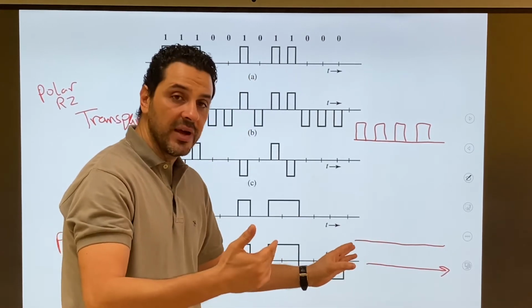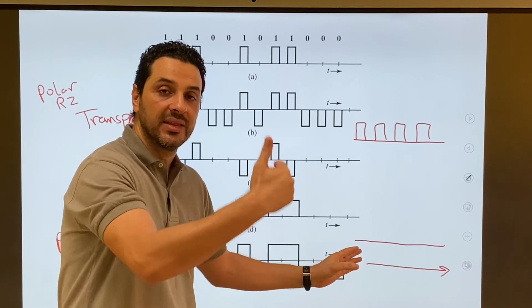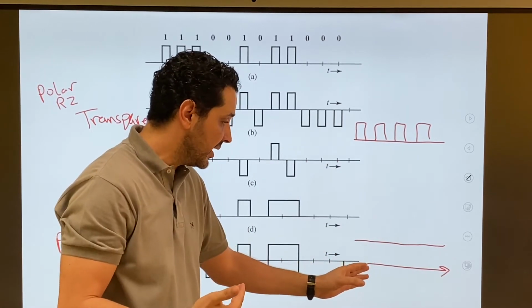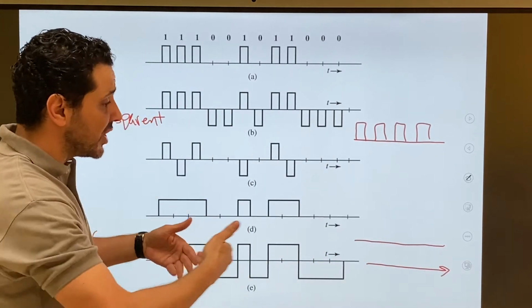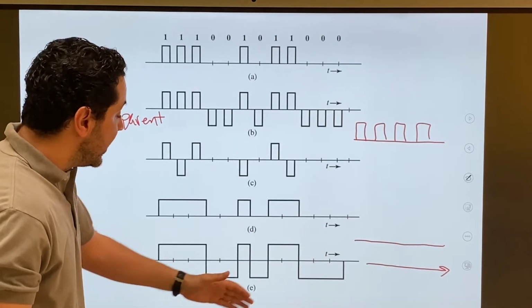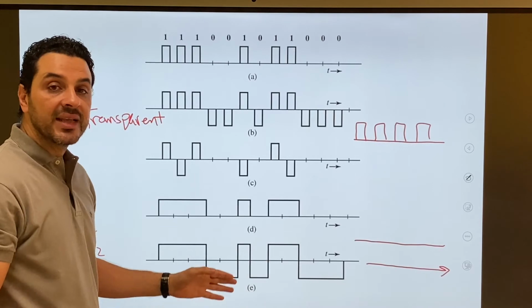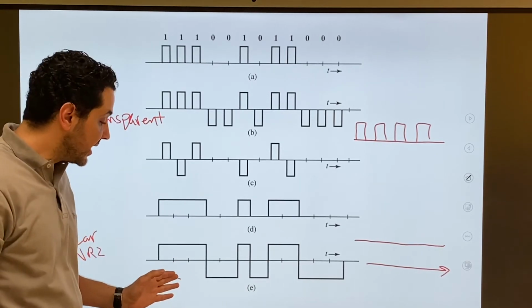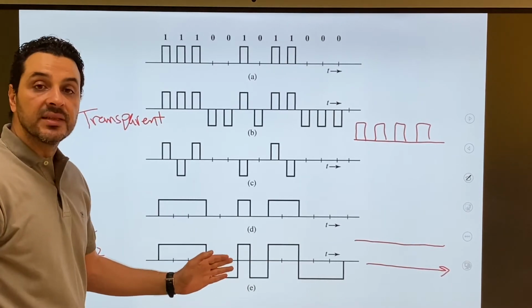Where is the beginning of the period of one bit and the end of the period of this bit? It's just a constant, right? So it's very difficult to extract any timing information, and it is very difficult to extract any periodic signal from this signal that doesn't return to zero.